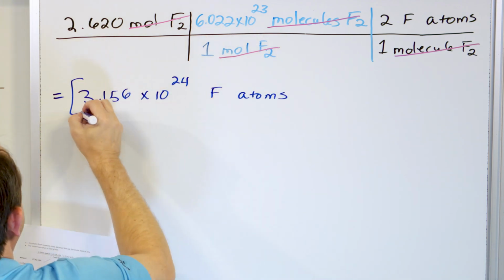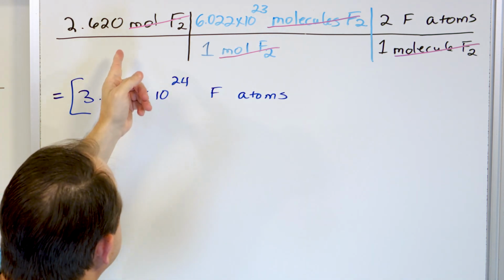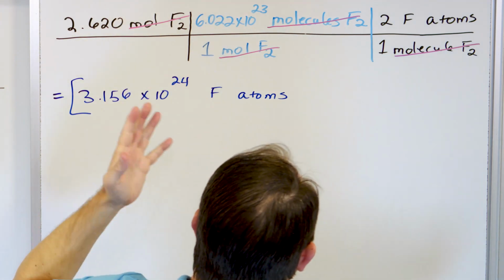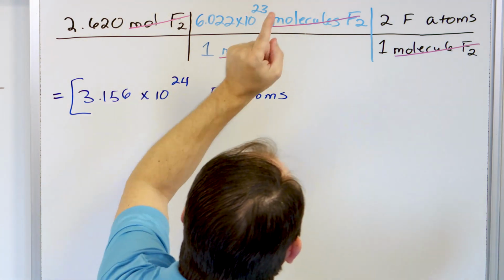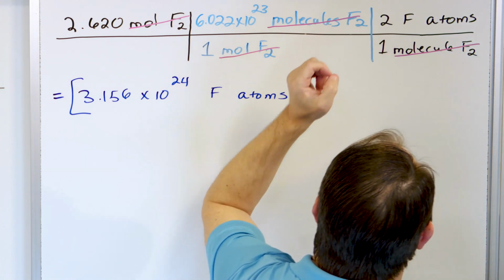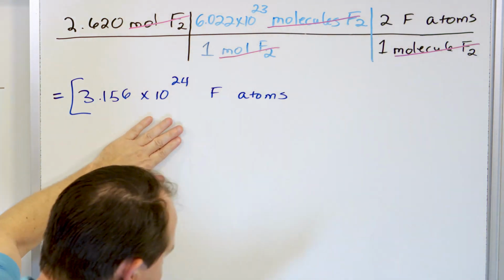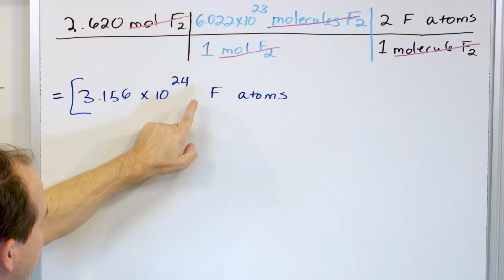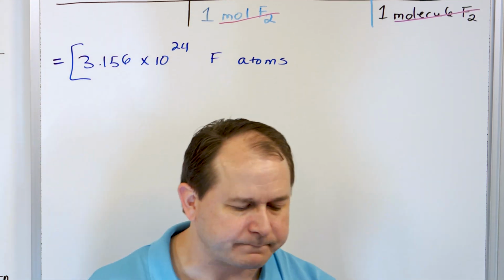So you see, it's a little tricky at first because you are given the number of moles, so people think, oh, you just multiply by 6.02 times 10 to the 23rd, but that's going to give you molecules. You still have to multiply by 2 because there's 2 fluorine atoms in every one of those molecules. So 3.156 times 10 to the 24 fluorine atoms. All right, let's take a look at the next one.